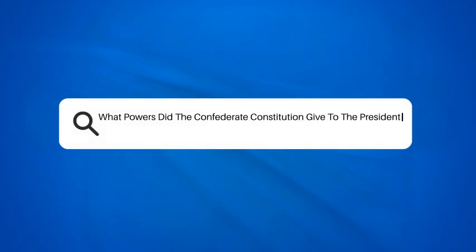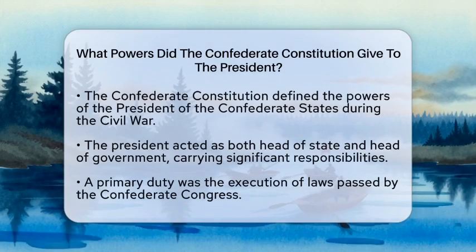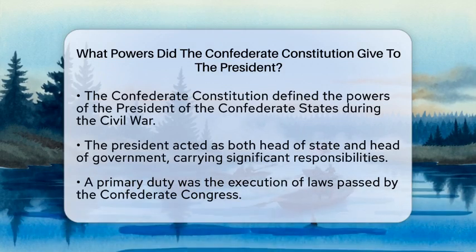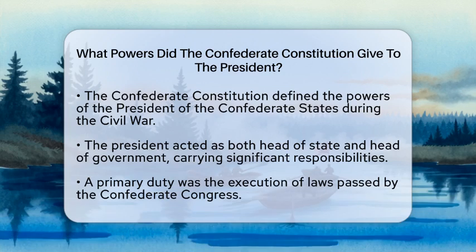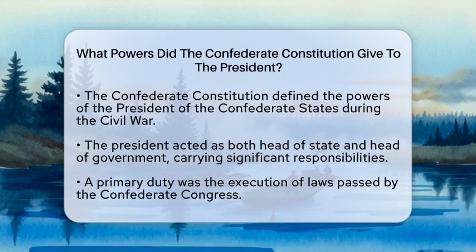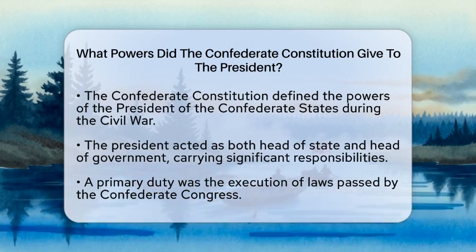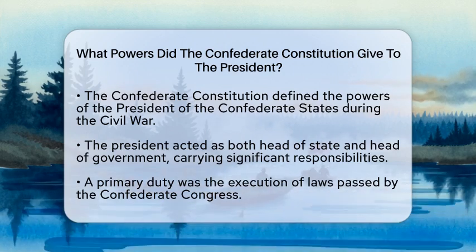What powers did the Confederate Constitution give to the president? Have you ever wondered about the powers granted to the President of the Confederate States of America during the American Civil War? The Confederate Constitution outlined a range of significant powers for the President, shaping the role during a tumultuous time in history. First off, the President served as both the head of state and head of government.